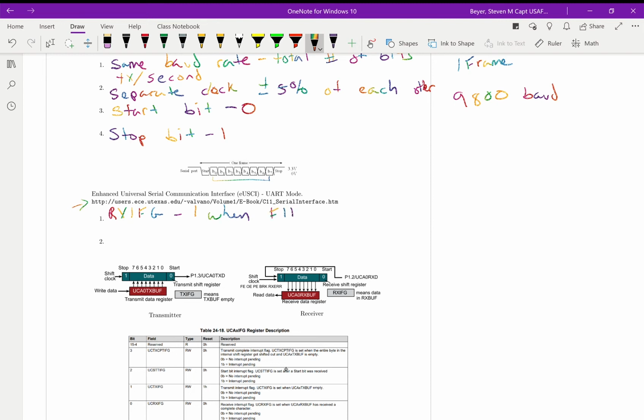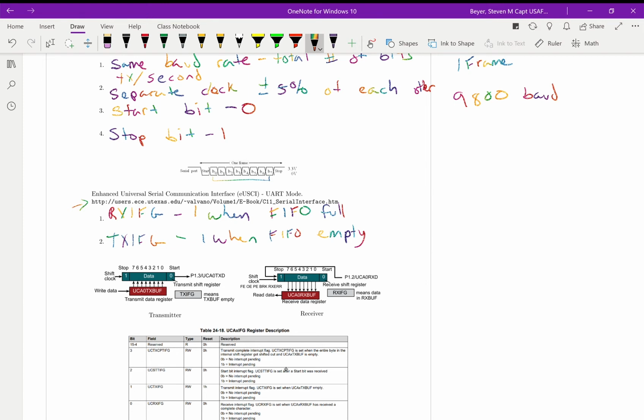All right, so RX IFG is a 1 when the FIFO is full. And then for receiving, so now we know, hey, okay, there's data there, let's go grab it. For transmitting, it is a 1 when the FIFO is empty. I didn't write full on that last one. There we go.